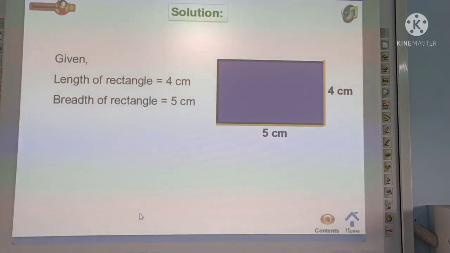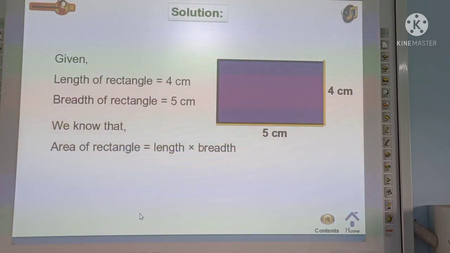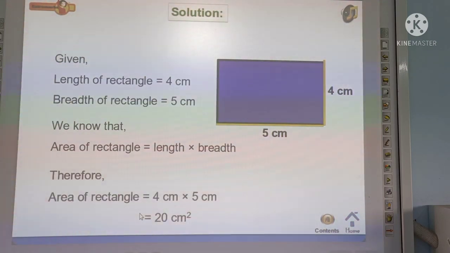We are given that the length and breadth of the rectangle are 4 and 5 centimeters respectively. Now the area of a rectangle is equal to length multiplied by breadth. Therefore, the area of the rectangle is equal to 4 centimeters multiplied by 5 centimeters, which is 20 centimeters square.